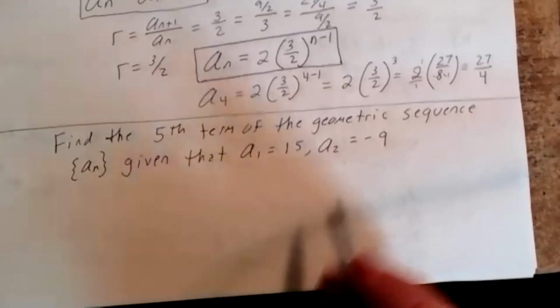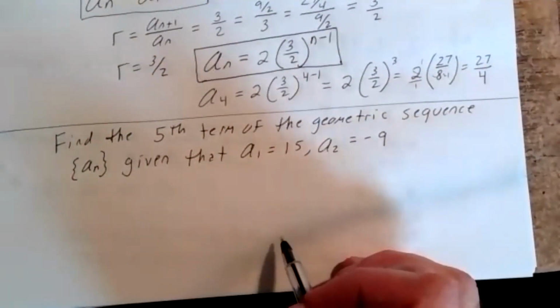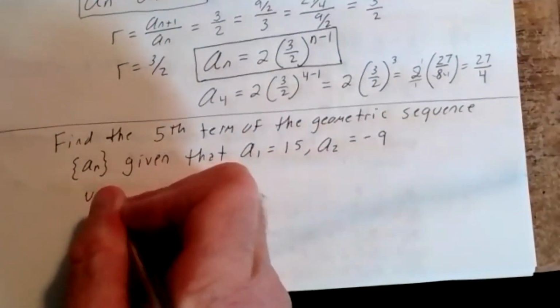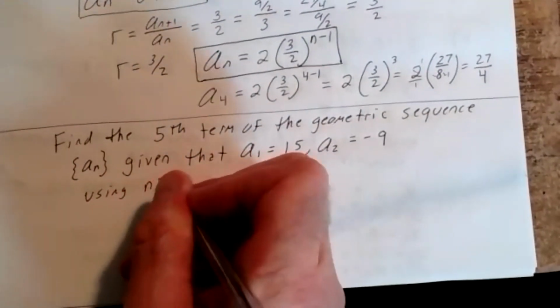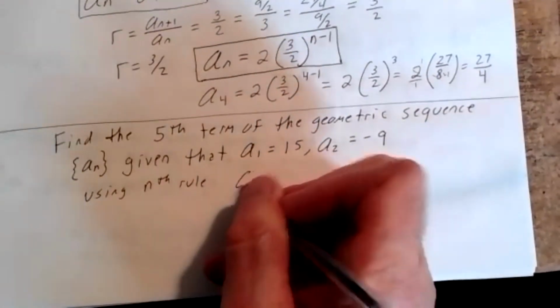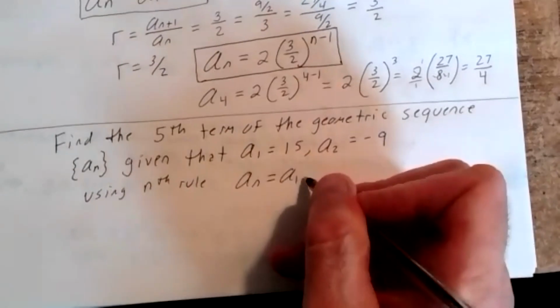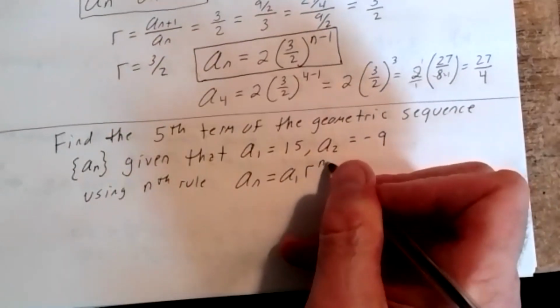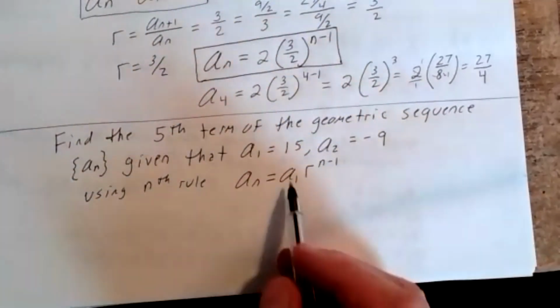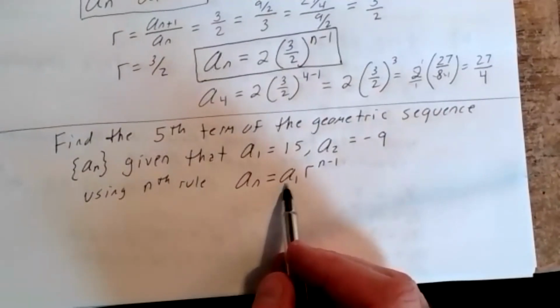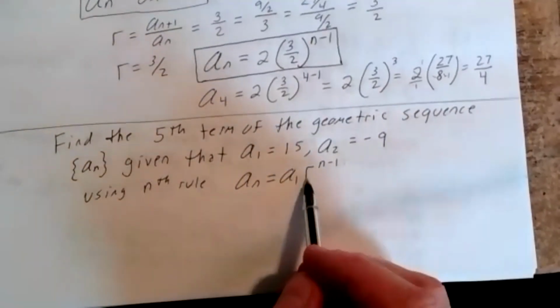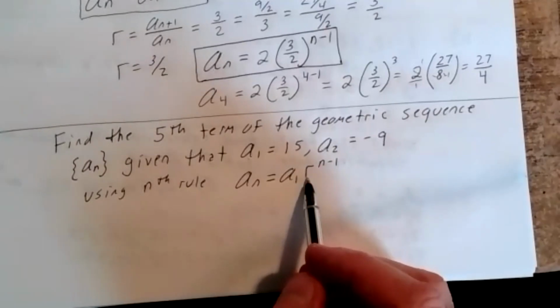How to do that? Well, we could use our what? Nth rule formula, which is to say, to generate any nth term of this geometric sequence, it's the first term times the common ratio raised to the n minus 1 power. I need to know the first term. Do I know the first term? Yes, it's 15. Do I know the common ratio? No, but I can find it.